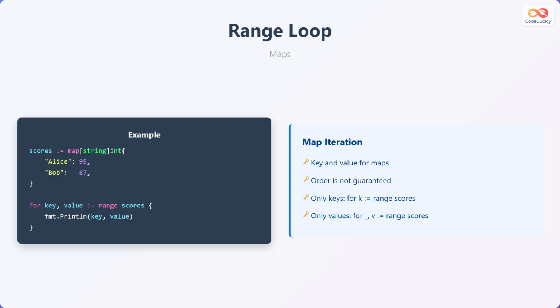Key points about map iteration. Range returns the key and value for each entry in the map. The order of iteration is not guaranteed for maps. If you only need the keys, you can use for k := range scores. Similarly, to retrieve only the values, you can use for _, v := range scores.